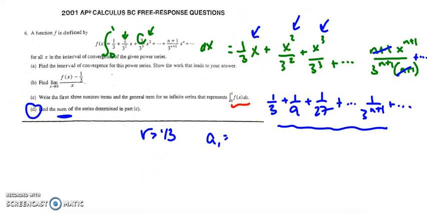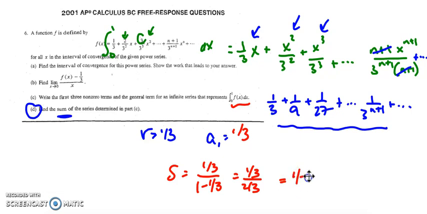I have a sub 1, my first term is equal to 1/3. So my sum will be the first term over 1 minus the common ratio. So 1/3 over 2/3 is a sum of 1/2.